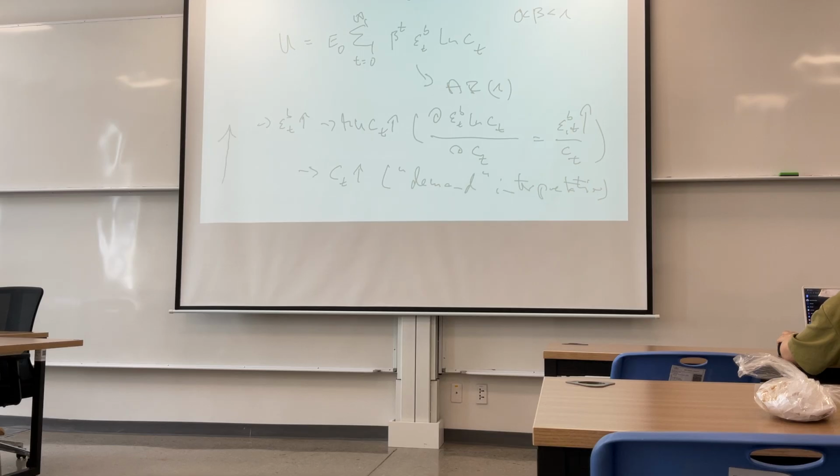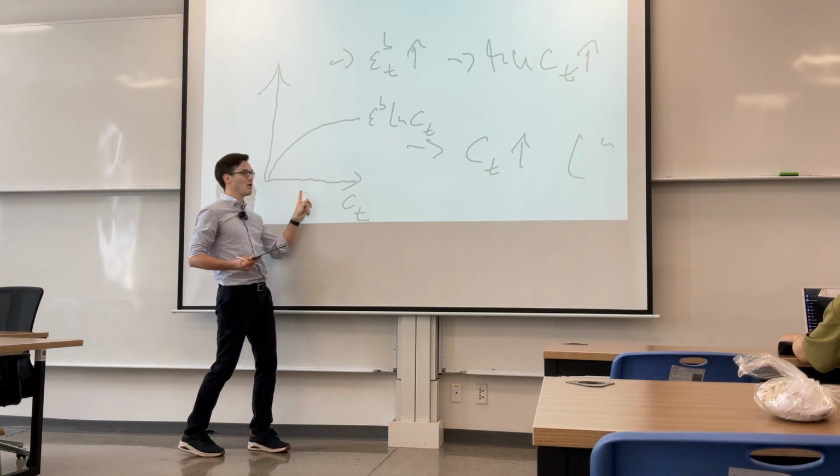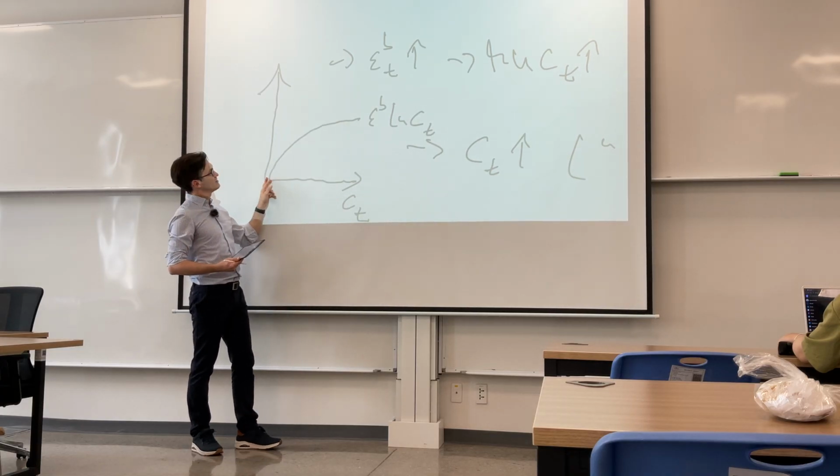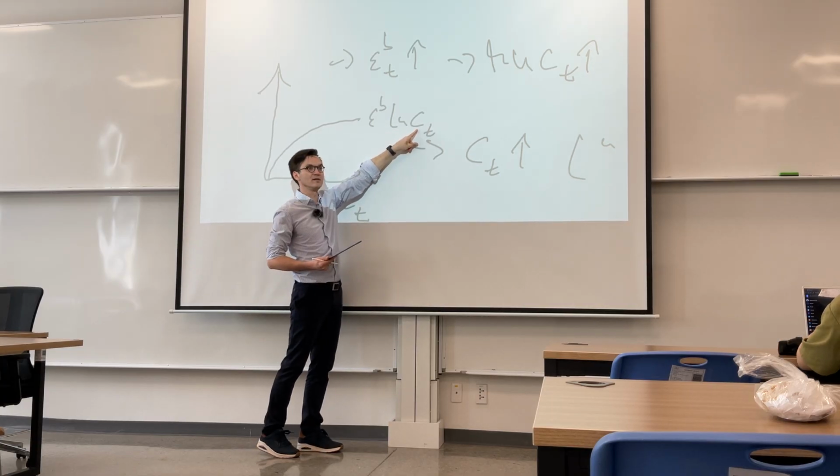That's good. So let's take a look here. Let me plot the utility function. This is C on the x-axis, this is consumption, and let me plot epsilon b times the logarithm of CT. This is how it looks in graphical form. CT is the amount of consumption that you have, and this is the implied utility you're deriving out of this: epsilon b times the logarithm of C.